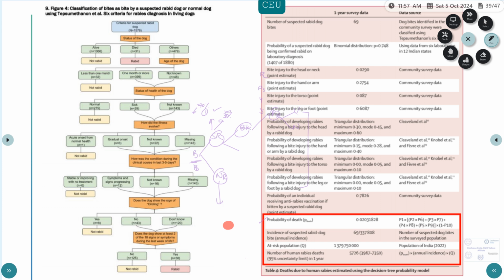What was the objective of the study? Annual bite incidence, post-exposure prophylaxis coverage, and human rabies death. That is the most indirect.